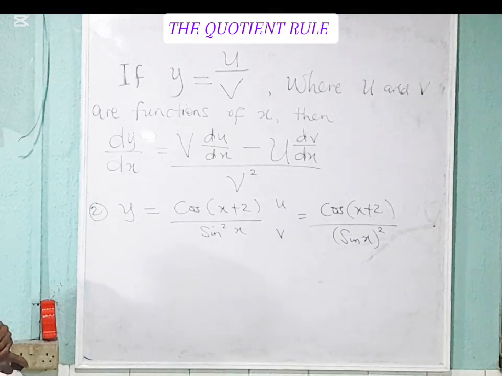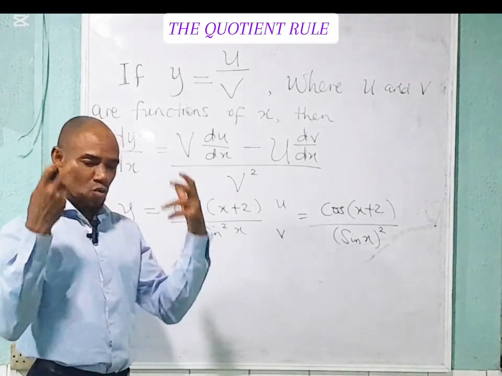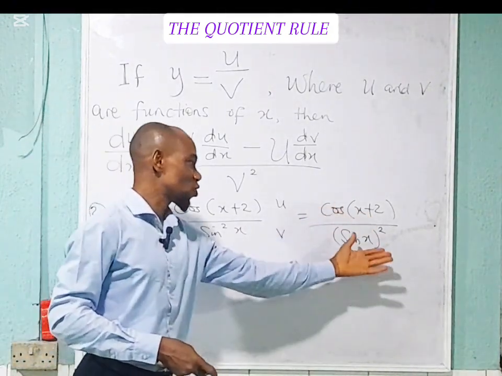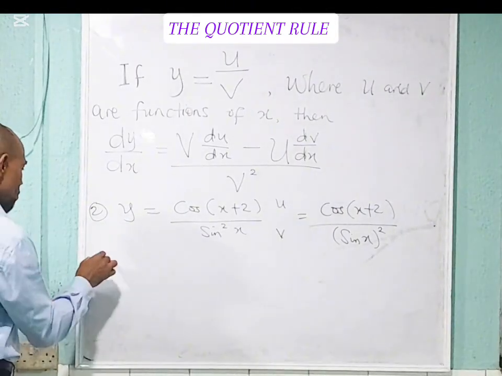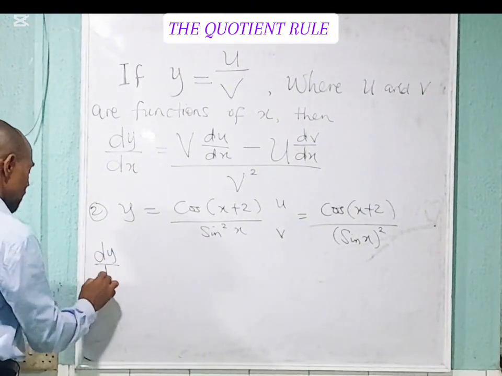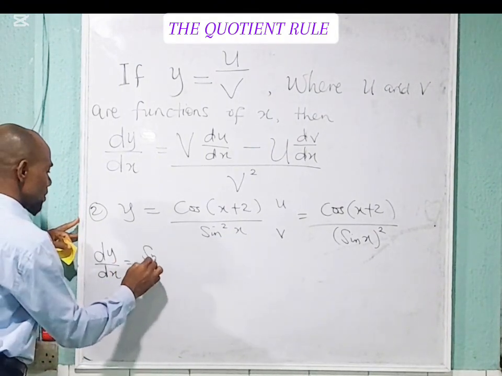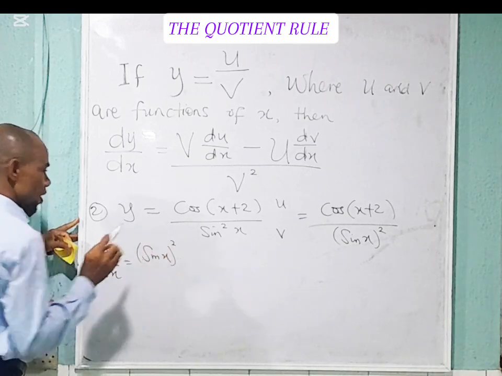So how do we solve this? We have to bear in mind again that when we have brackets, we must think of functions on functions. So we have a quotient rule with functions on functions here. So we have y, dx equals v. V is simply sine x all squared. That's my v.